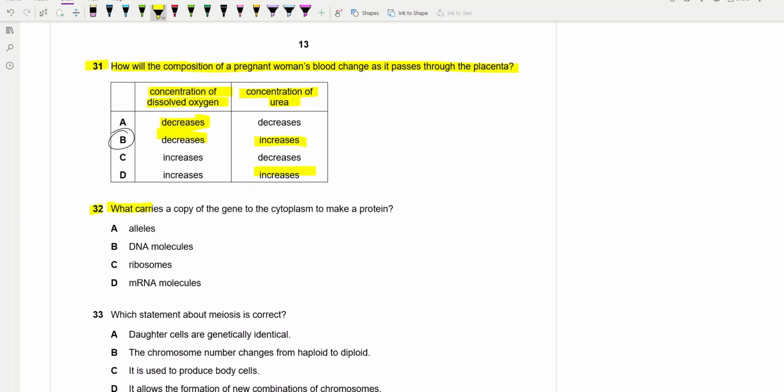Question number 32. What carries a copy of the gene to the cytoplasm to make protein? So, mRNA molecules carry the copy of genes to the cytoplasm. The correct option would be option D.